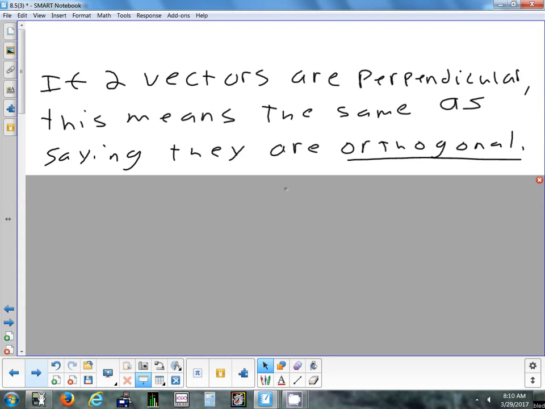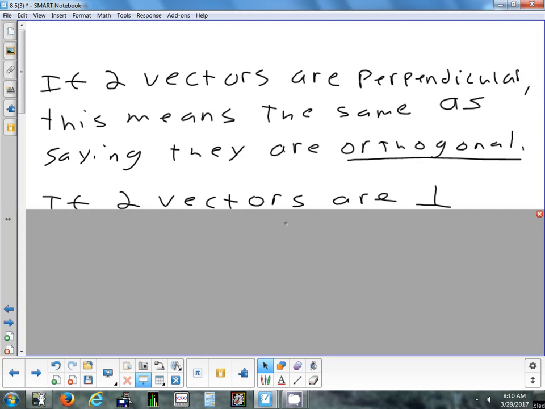We don't really use the word perpendicular too much when we talk about vectors. They use this word orthogonal, but it means exactly the same thing as perpendicular. So on the test, if you have a problem and it says, which of the following vectors is orthogonal, and they give you different pairs to look at, they're just asking which vectors are perpendicular.